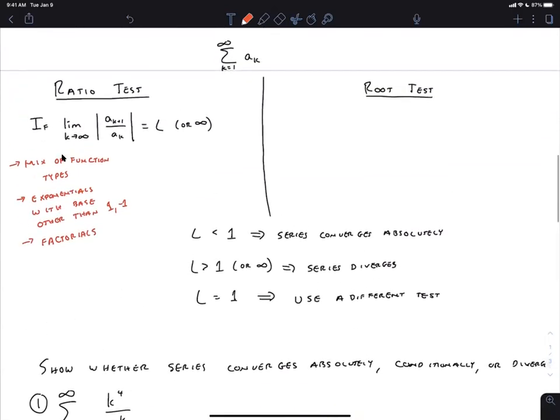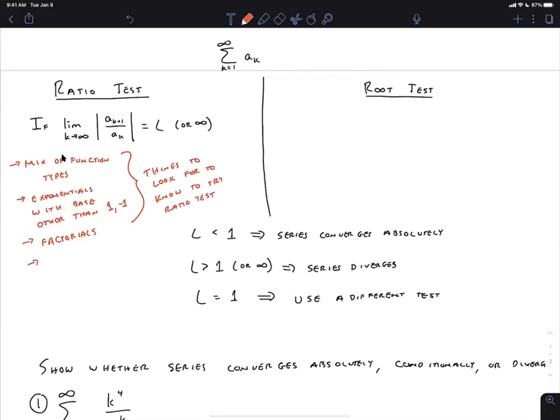So what I'm writing in red here, things to look for, to know to try the ratio test. And again, those aren't definite things that work every time.